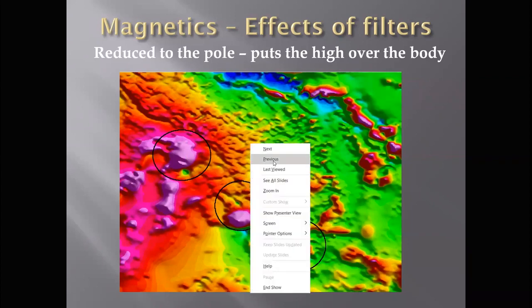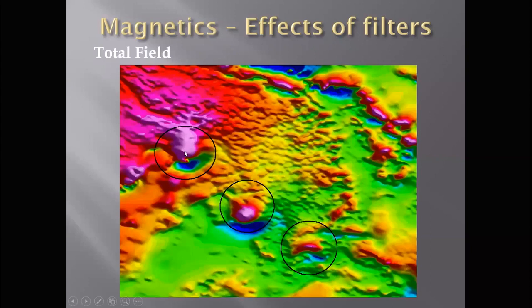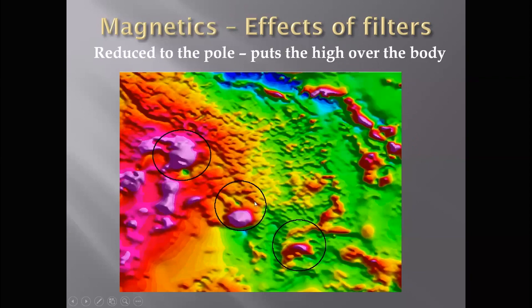I'll just show you the previous slide again. The high actually moves south towards the midpoint between the high and the low. And it puts the high directly over the body, which is why everybody loves it so much.